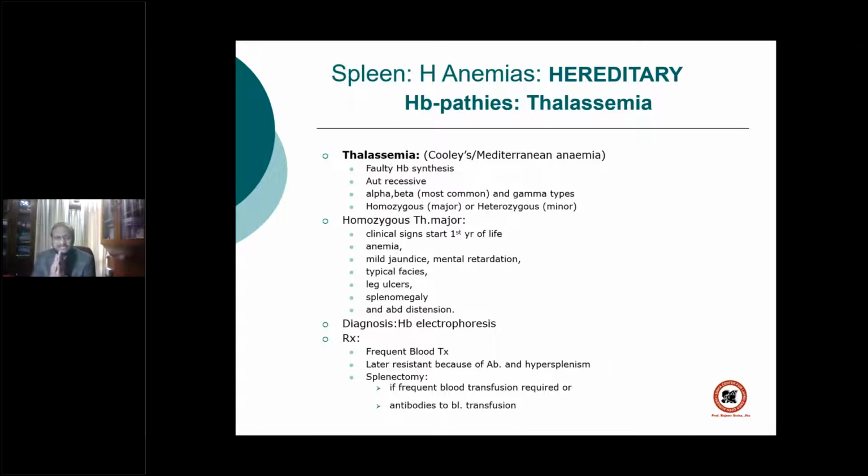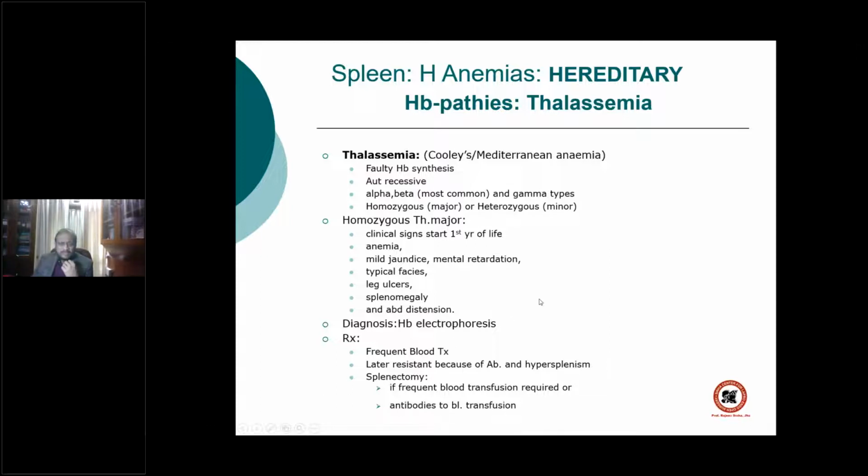Now, we are basically concerned with the homozygous presentation because that is the group of patients where splenectomy may possibly help. And how do they present? Very early in life, first year of life, anemia, mild jaundice, typical facies. I'm not going to go into the details of facies, just read it from a pediatric book. Leg ulcers, splenomegaly, and abdominal distension. And the diagnosis is very easily made by doing a hemoglobin electrophoresis, where you find the faulty hemoglobin in major amounts, either alpha, beta, and gamma types.